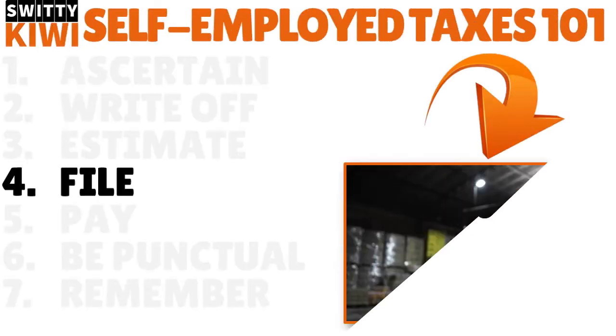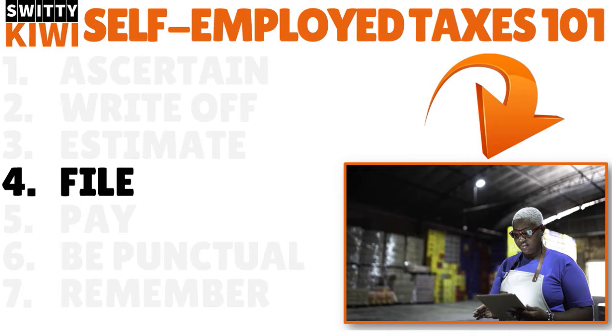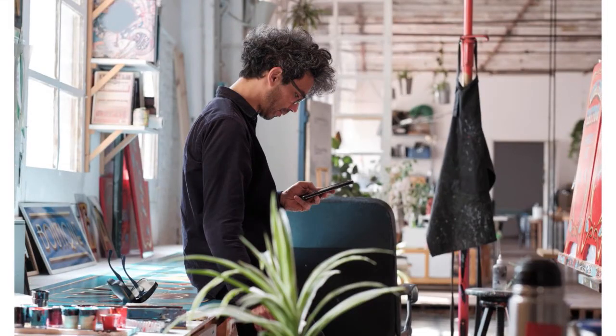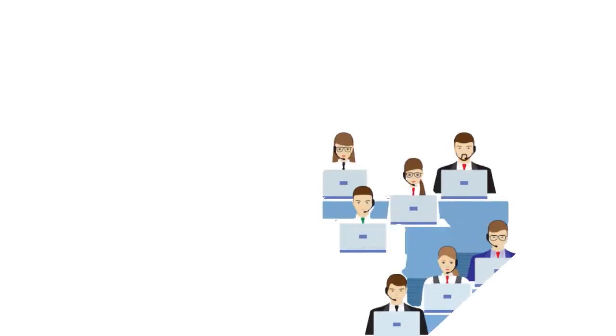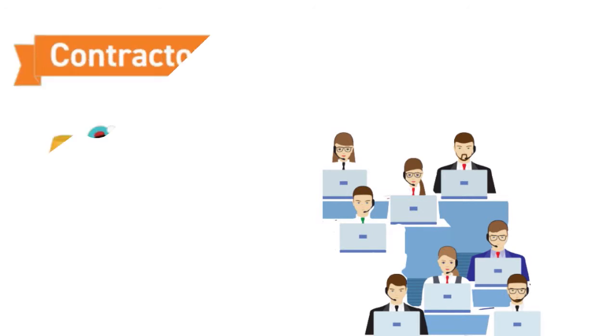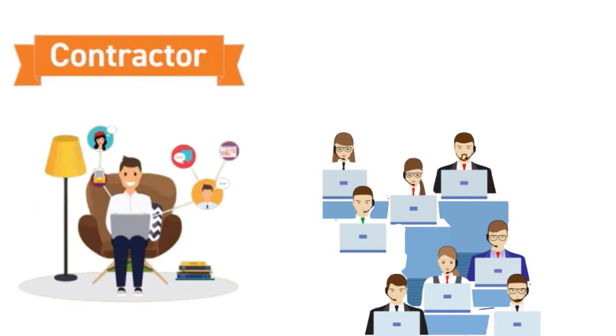Step number 4, boss, you want to file. So, how is independent contractor income paid and reported? Now, the thing you have to understand is that employees typically get paid on a consistent schedule, such as weekly, bi-weekly, or monthly. As an independent contractor, it's up to you and the payer to come to an agreement on when you will be paid and how that transaction will take place.